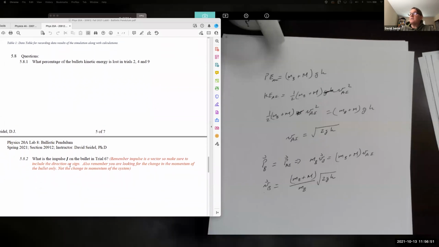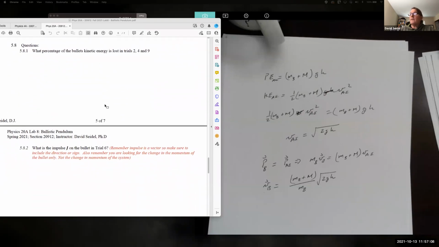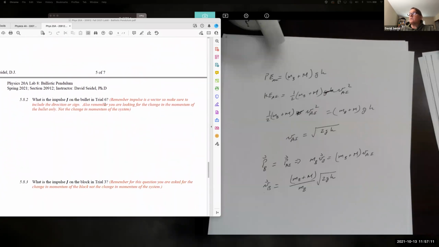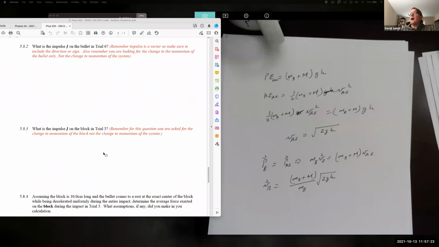And you must include the direction or the sign. Is the impulse a vector? Assume that the initial velocity is positive because it's going from left to right. And make sure to include the sign. And remember, you're looking for the change in momentum of the bullet only, not the change in momentum of the system. What is the impulse on the block in trial 3?